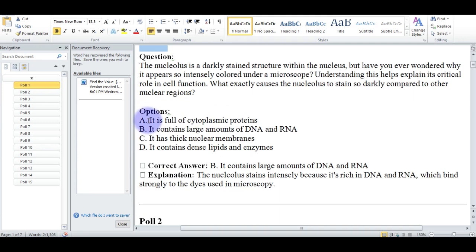We have some specific answers here. These are the responses. Response A: it is full of cytoplasmic protein. B: it contains a large amount of DNA and RNA. C: it has a thick nuclear membrane. And D: it contains dense lipid and enzymes. Which of these is correct?